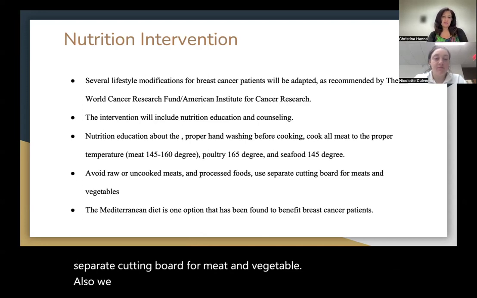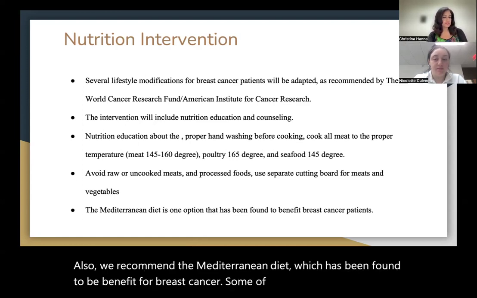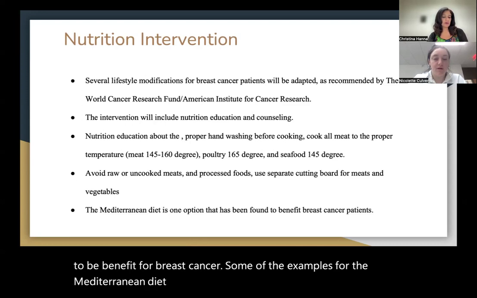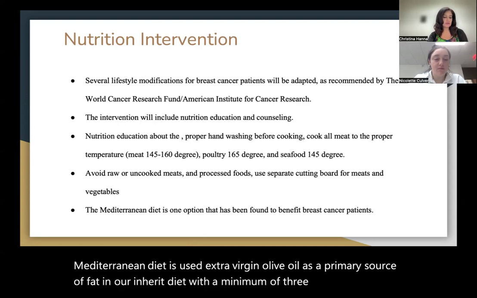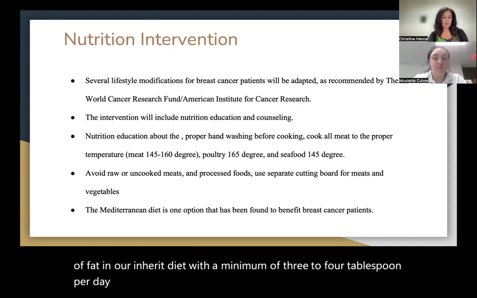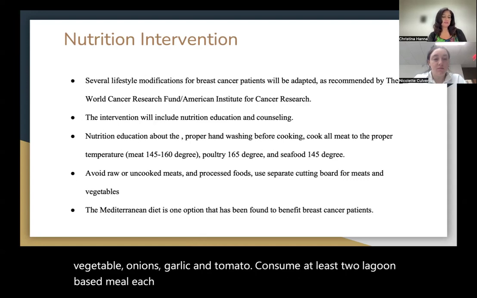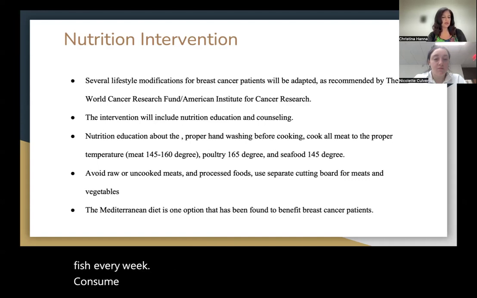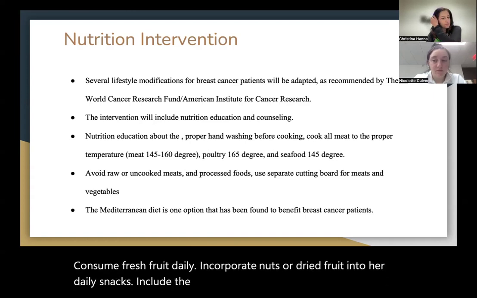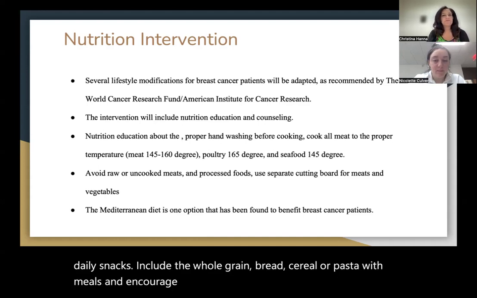Also, we recommend the Mediterranean diet, which has been found to be beneficial for breast cancer. Some examples of the Mediterranean diet are: use extra virgin olive oil as a primary source of fat in her diet, with a minimum of 3 to 4 tablespoons per day. Include vegetables with every meal, such as green leafy vegetables, onions, garlic, and tomato. Consume at least 2 legume-based meals each week. Eat at least 3 servings of fish or shellfish every week. Consume fresh fruit daily. Incorporate nuts or dried fruit into her daily snacks. Include whole grain bread, cereal, or pasta with meals and encourage her consumption.